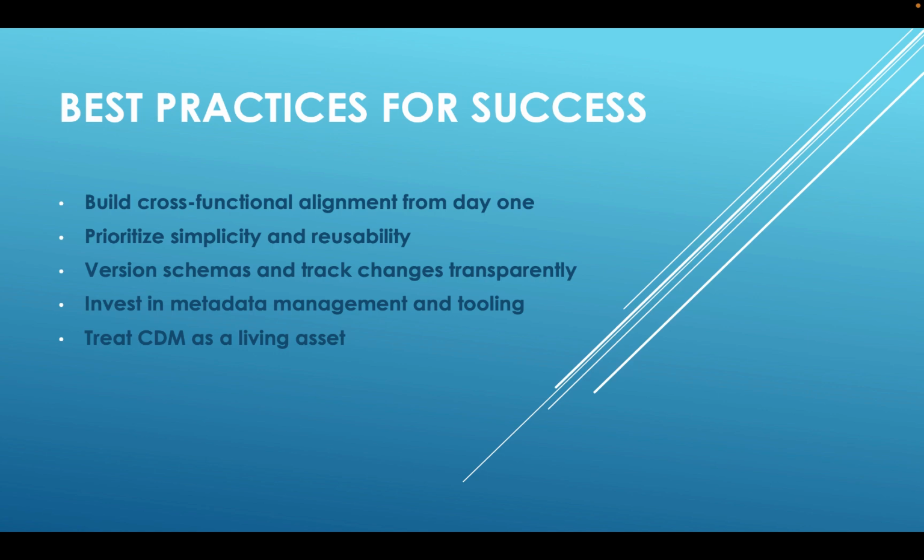So looking into best practices for success, first is build cross-functional alignment from day one. It is super important that we understand that your canonical model will only succeed if business, data, and integration teams design it together. I mean, it's a collaborative action. It's not just one person doing things in isolation and telling everybody. It's like everybody's feedback: HR, finance, operations, IT, all these departments must agree.